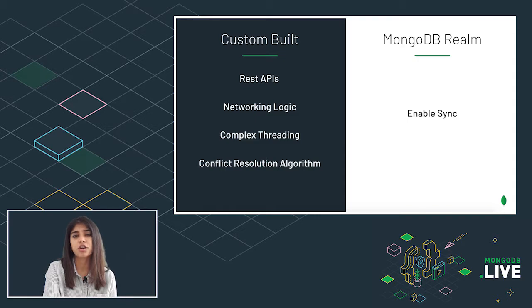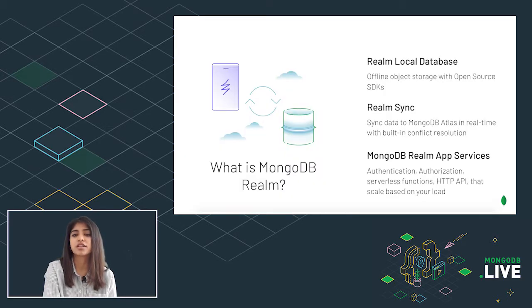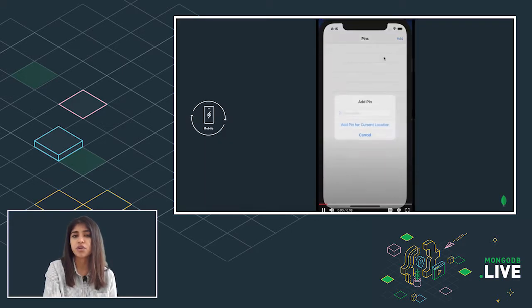I encourage you to watch the keynote and read our docs to understand the breadth of Realm's services, but today we'll primarily be working with Realm's local database and Realm Sync. My app will be a simple iOS app that stores the location of important places that I want to remember, or pins. We'll start by looking at how we can store this data in the Realm local database instead of in memory, so data is persisted across any app cold starts.